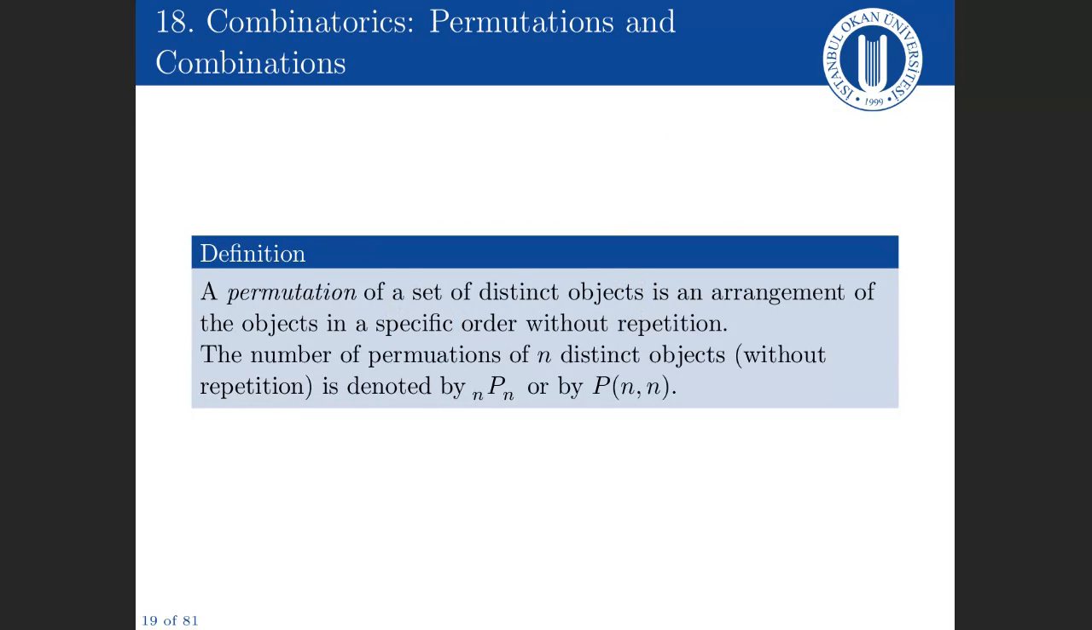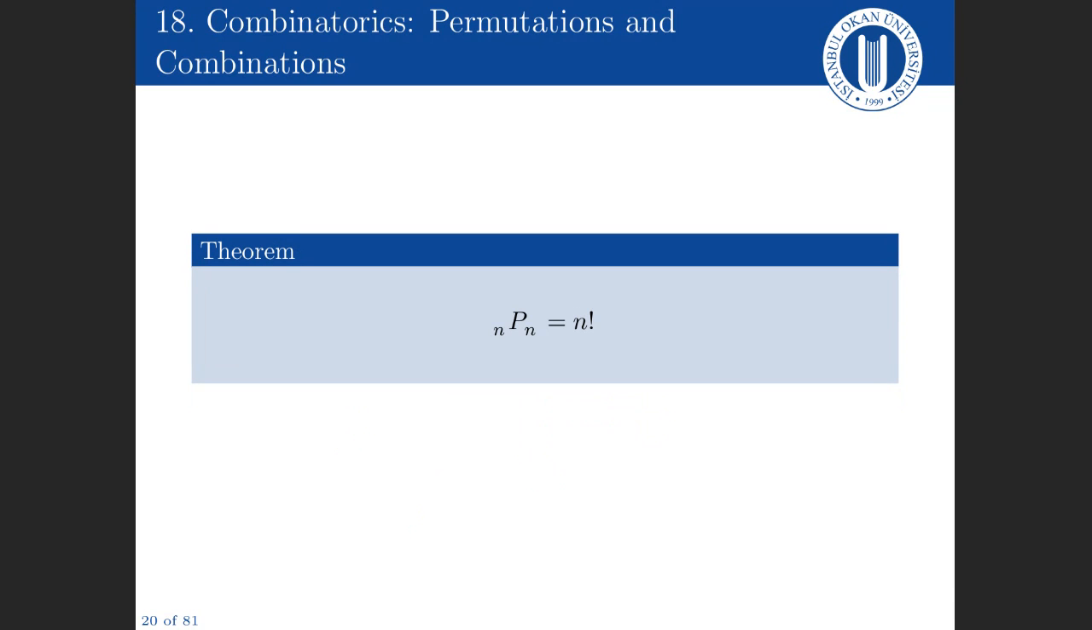This is called a permutation. A permutation of a set of distinct objects is an arrangement of the objects in a specific order without repetition, without repeating the same object that we've already used. The number of permutations can be written in 2 different ways. We can either write NPN or we can write P(N, N). I'm going to use this first notation because this is more internationally standard. And we have a theorem. NPN, the number of ways of arranging n objects, is equal to n factorial. In the previous example, we had 4 objects, and there were 4 factorial ways of choosing an ordering of them.